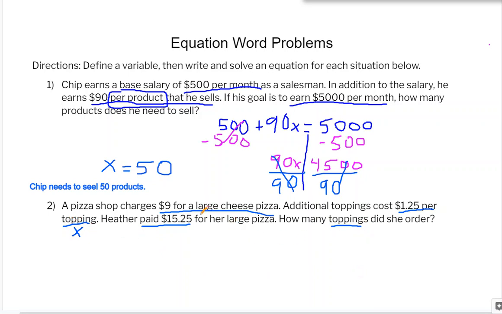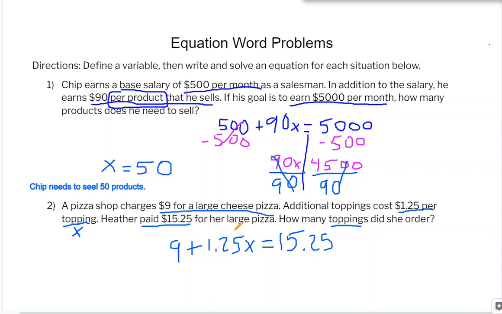Okay, so I know that they charge $9 for a large pizza, plus $1.25 per topping, so that's going to be with my X, and then it's going to equal $15.25. Once I solve this, I will figure out how many toppings she had. I'm not going to do this one. I want you to do it. You can do this two-step, right? Get rid of your constant first, and then get rid of the coefficient. Get rid of the thing furthest away from the x, and then get rid of the thing with the x.